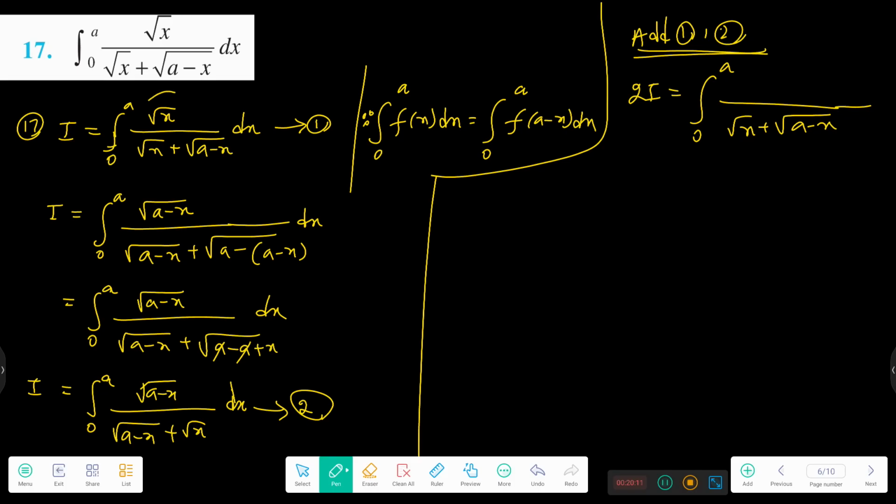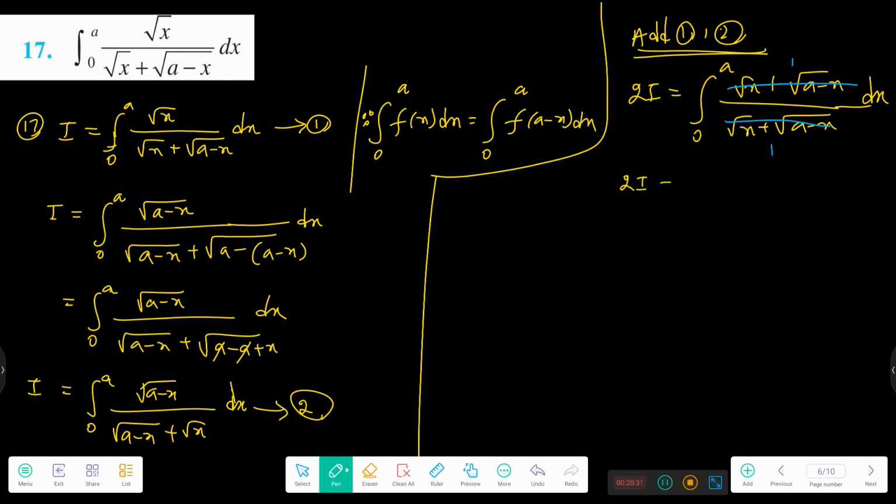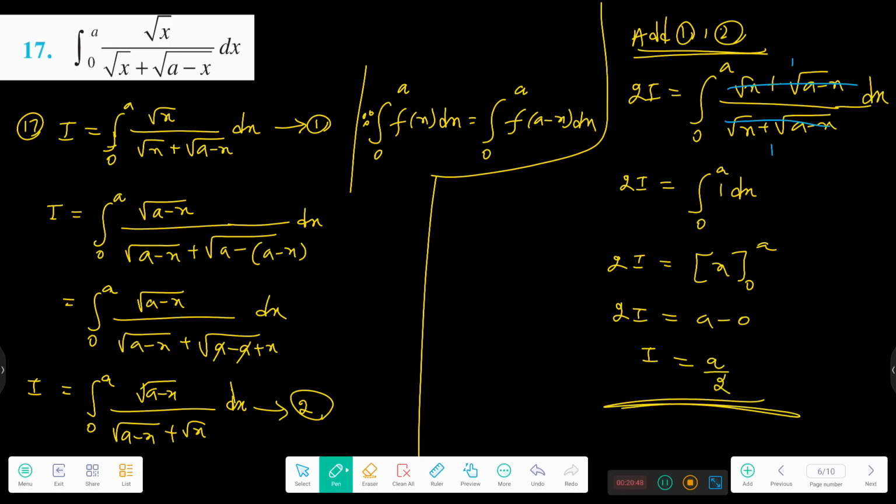And see the numerator. Here x is there, so root x, plus root a minus x, into overall dx. Now you can notice that the numerator and denominator are the same, so you can cancel. So what do we have then? I is equal to the integral from 0 to a of 1 into dx. So I is equal to just x from 0 to a. When you apply the upper limit, a minus 0, then I is equal to a divided by 2, which is our required answer for question number 17.